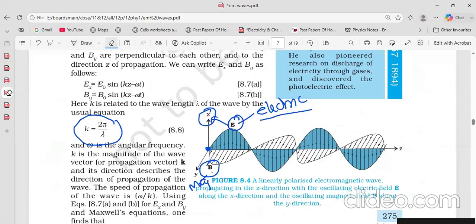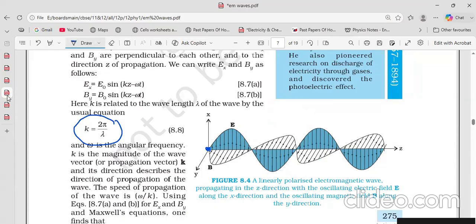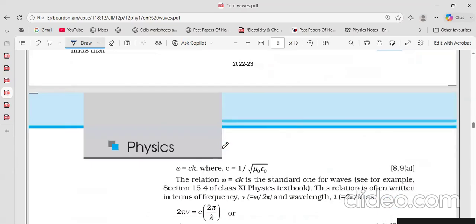And B is also moving the same way, but B is oscillating perpendicular to the z direction, in the y direction, and E is oscillating in the x direction. So all will be perpendicular. E will be perpendicular to B, and that will be perpendicular to the direction of propagation of the wave. It's like this, E cross B is equal to the wave direction. This you will do, i cross j is equal to k, this vector product. This you will do in some place in maths.